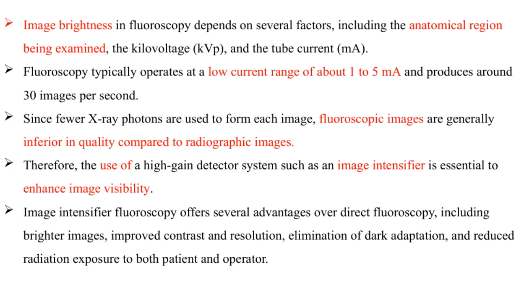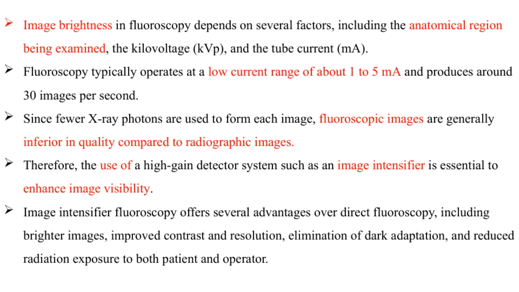First, the anatomical region being examined plays a role because different tissues absorb X-rays differently, which affects the brightness and quality of the images. Next, the kilovoltage, or kVp, determines the energy of the X-ray beam. Higher kVp generally produces more penetrating radiation and can influence image brightness. Additionally, the tube current, measured in milliamperes or mA, controls the number of X-ray photons generated. Higher mA results in more photons and a brighter image.